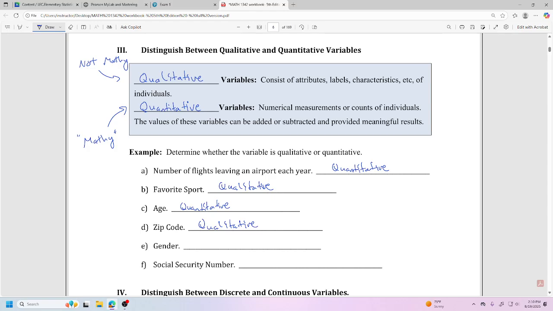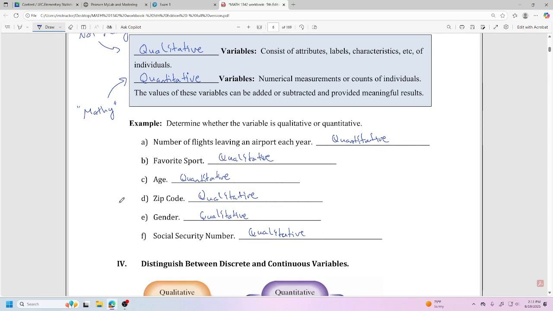Gender. Qualitative, yep. Names, not mathy, that kind of thing. Social security number. Qualitative yet again, yeah, because you can't take your social security number and add or subtract another one. Doesn't make any sense, right? You're not going to get anything sensible there. So qualitative yet again. Cool? Yeah? Oh, yes, Chad. Yes, I love it. That's the theme of the day. Any questions? No, you're cool with that?